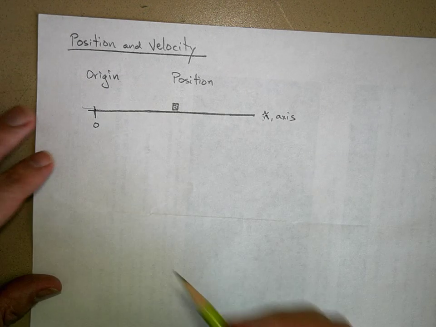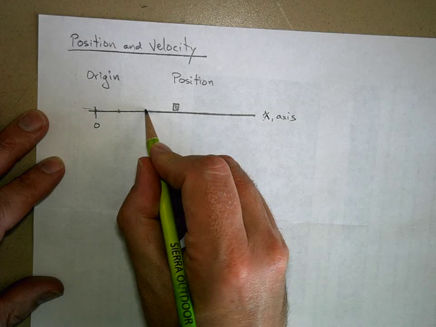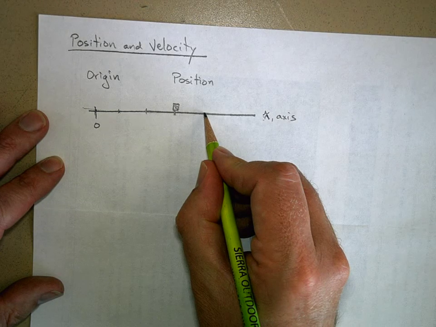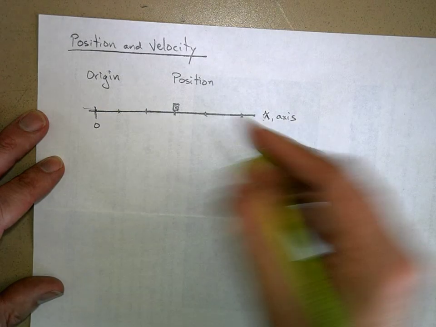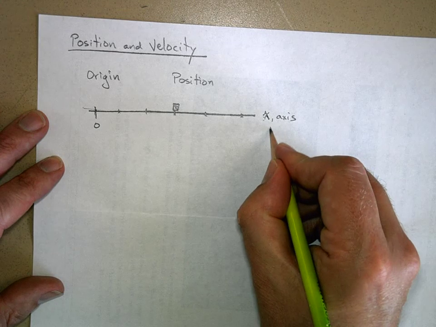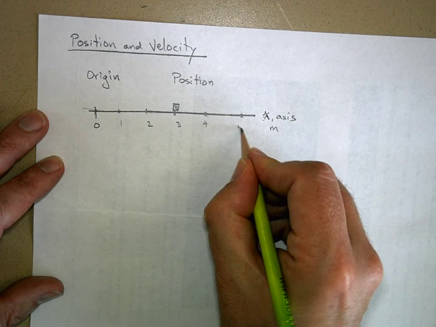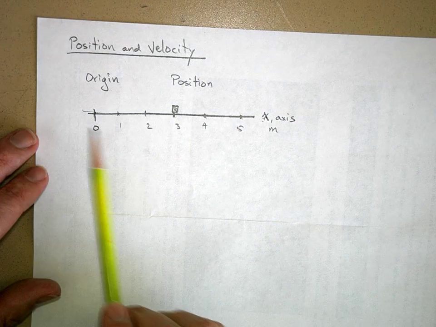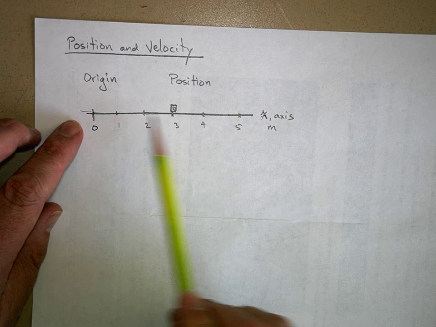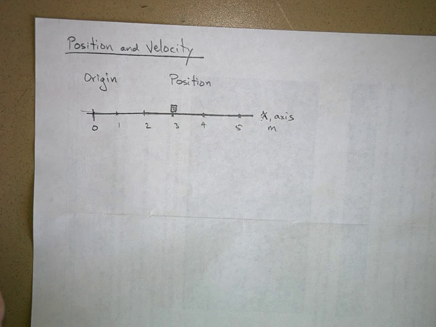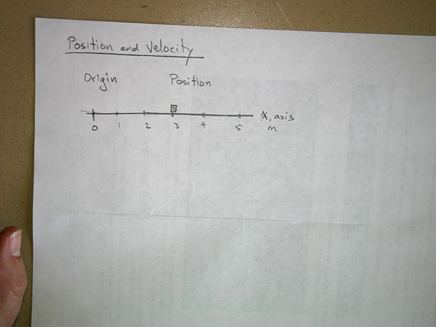So the calculator, you might say it's 1, 2, 3, 4, 5. And we'll just do this in meters. So 1, 2, 3, 4, 5. So on my imaginary calculator, I could say, if here's the origin and here's my x-axis, my calculator has a position of 3 meters.